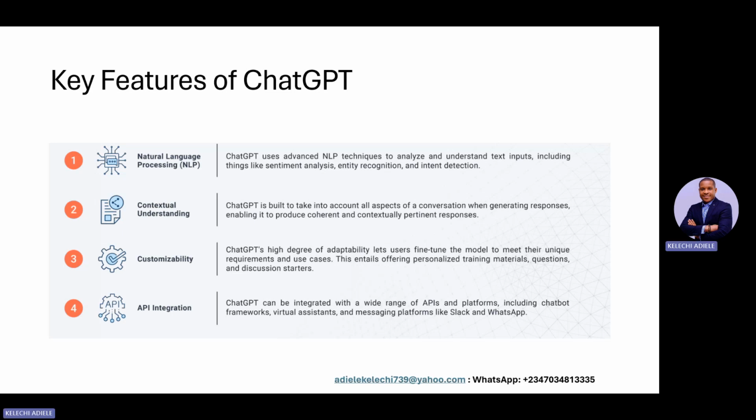So let's look at some of the features. ChatGPT uses advanced natural language processing techniques to analyze and understand text inputs, including things like sentiment analysis, entity recognition, and intent detection. So that's one of the features of ChatGPT. Basically, it has that ability to interpret, analyze, and understand text input.